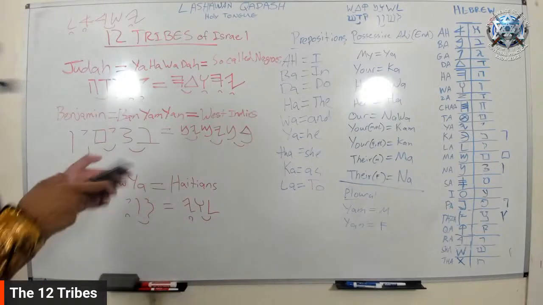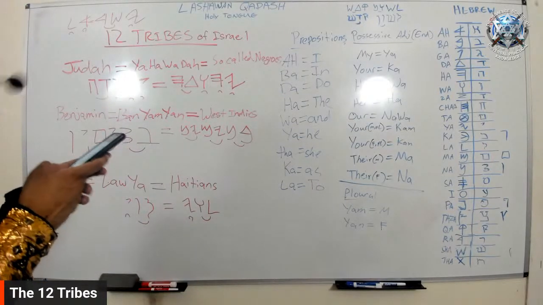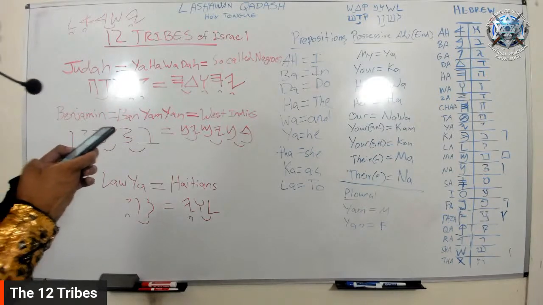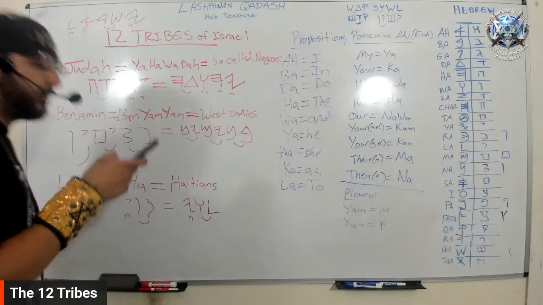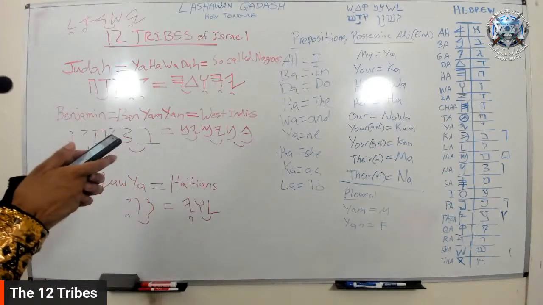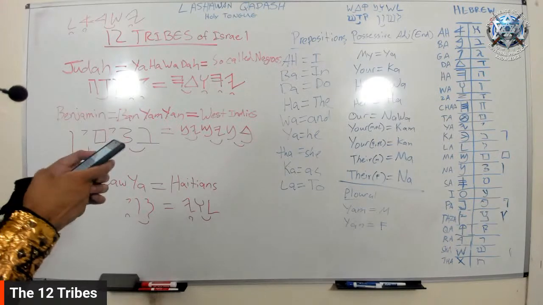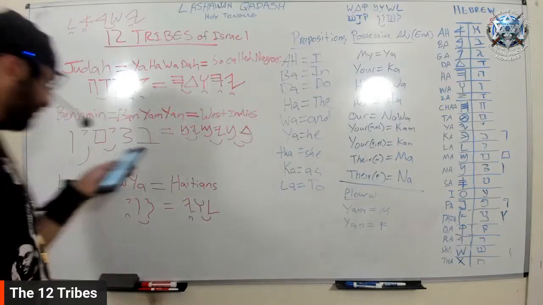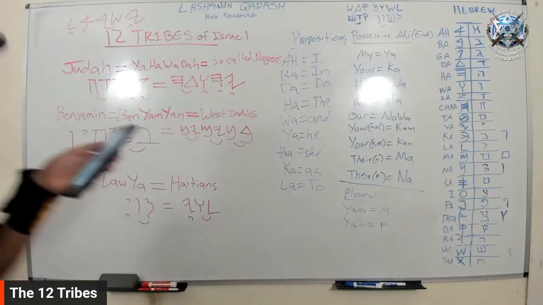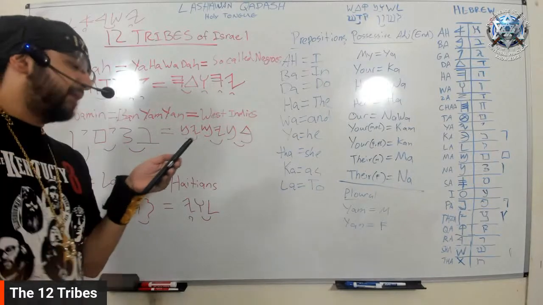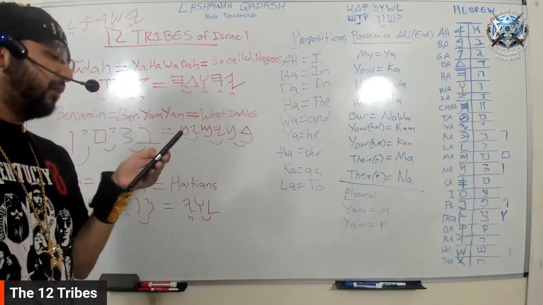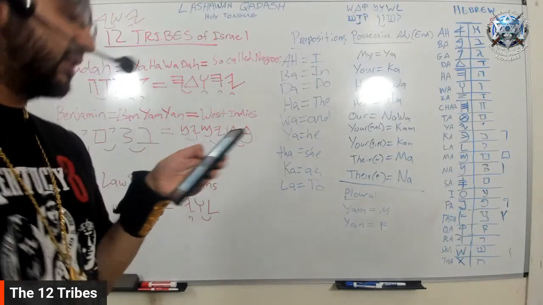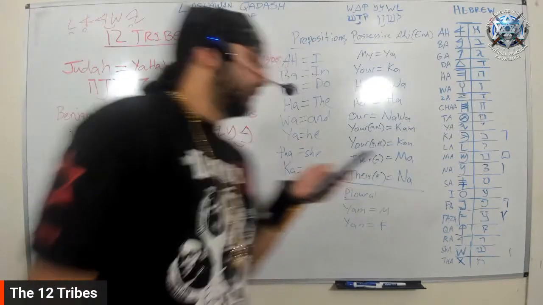Now we have Levi. So let's get that. Levi. Genesis chapter 29 and verse 34. And it reads, and she conceived again and bare a son, and said, now this time will my husband be joined unto me, because I have borne him 3 sons. Therefore was his name called Levi.